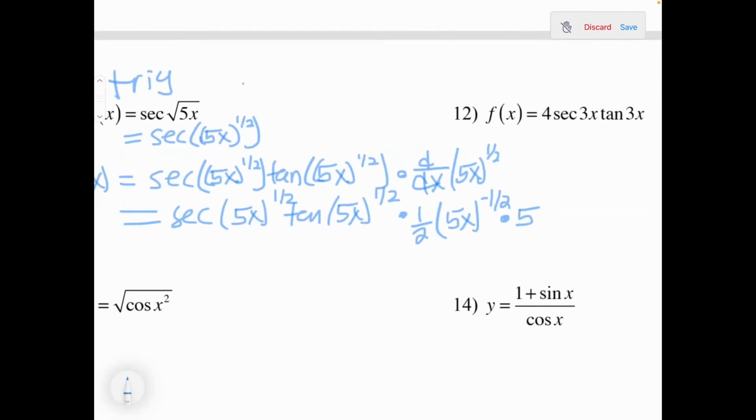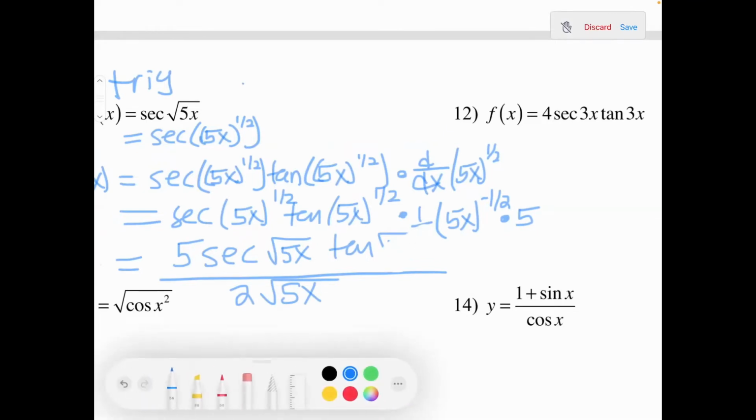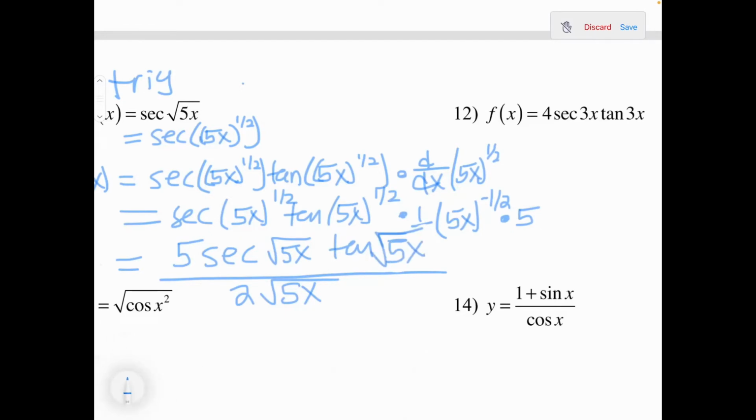We can clean this up a little bit. The 5 goes on top. The 5x to the negative 1/2 can go to the bottom, and the 2 can go to the bottom. So we get 5 secant square root of 5x tangent square root of 5x all over 2 times square root of 5x. Clean this up a little bit. So we get square root of 5x right there for number 11.